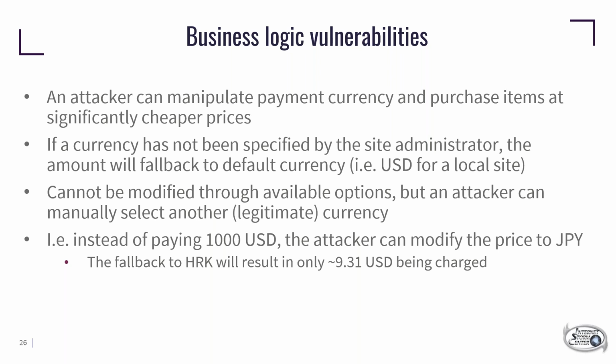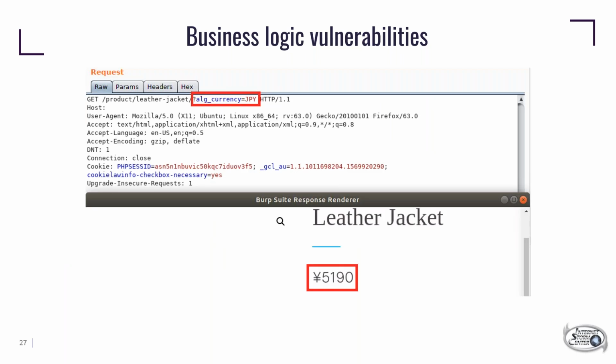So in other words, what we were able to do is to modify the currency, for example, from US dollars into Japanese yen. And then instead of paying 1,000 US dollars for something, you would end up paying 1,000 Japanese yen for the same item. And this is kind of cool because you'll pay only $9. And over here, you can see how easy it is to exploit this vulnerability.